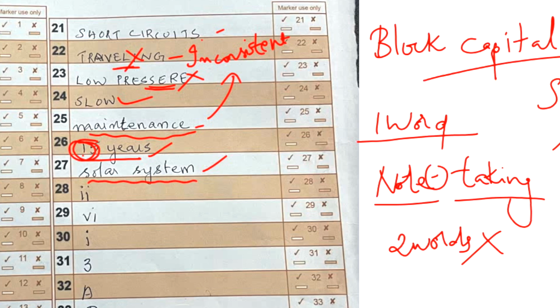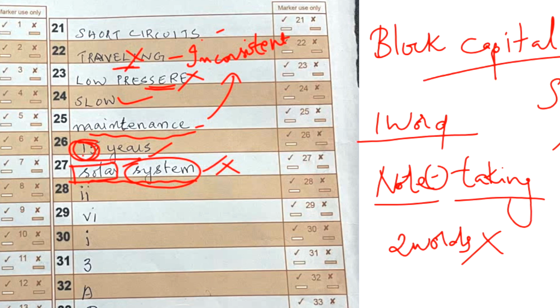Solar system. Right, but again inconsistency. Another thing you should consider here is that if the word system is already there in the question, then you should not be repeating the same word on the answer sheet. In such situations also it will be regarded as a wrong answer. So if the word system is already there in the question, onto the answer sheet you should only write the word solar.